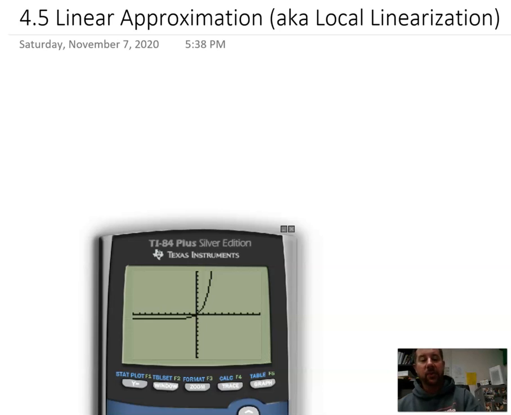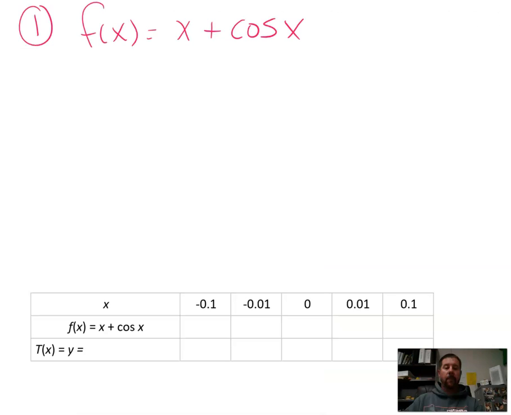All right, let's switch over to our example now. We're just going to do one quick example here. f of x equals x plus cosine x. Back in the day before we had calculators, we wanted to evaluate f of 0.1 on this function. But I don't have a calculator. I can't just go plug in 0.1 plus cosine of 0.1 and have it spit out an answer.